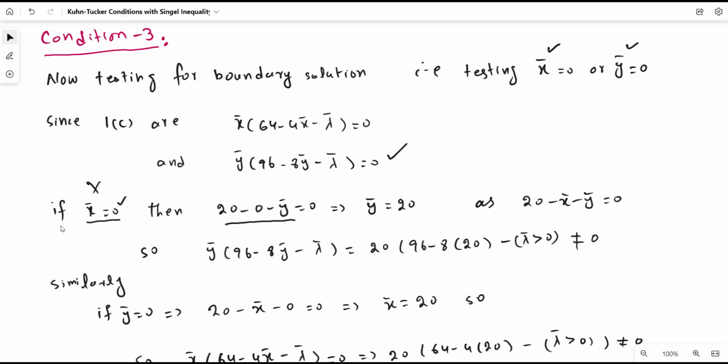This is not confirmed. Similarly, if you test y bar equal to 0, and put y bar equal to 0 in the constraint, the value of x bar is equal to 20. So if you put it in this equation, right?